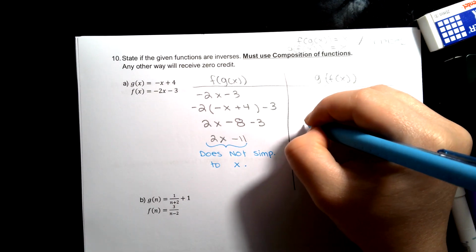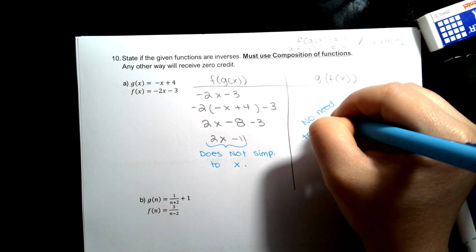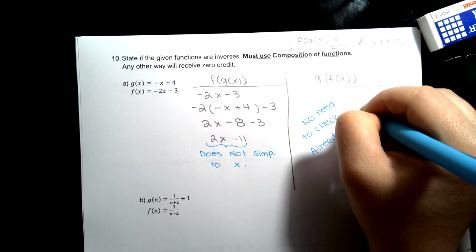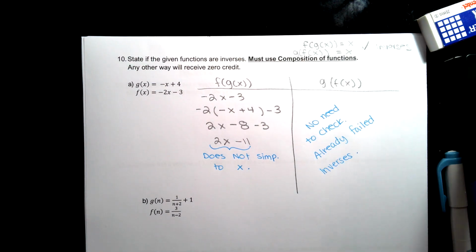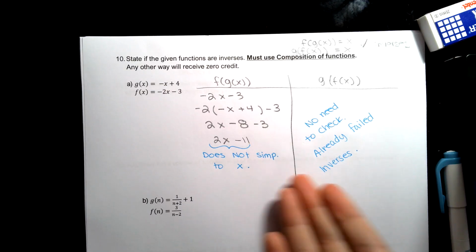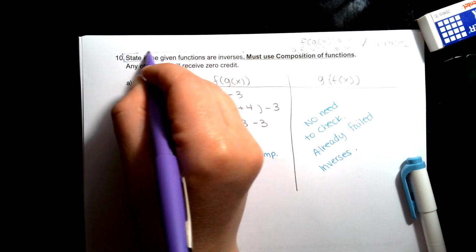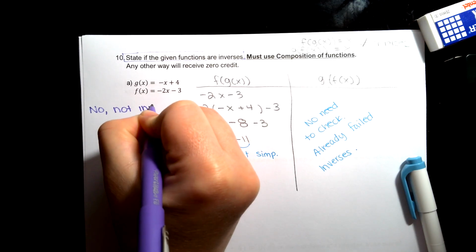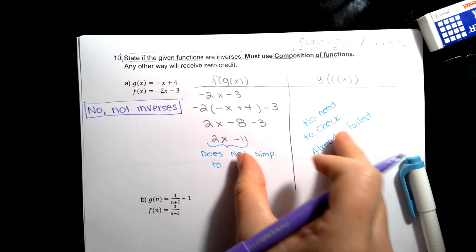Now, no need to check, already failed, inverses. You don't need to check. If one of them is already not simplifiable to x, it's already giving you your answer. Now, this is not the answer. This is your work. So, state if the given functions are inverses. So, the answer is no, not inverses. And this right here, this is your work.